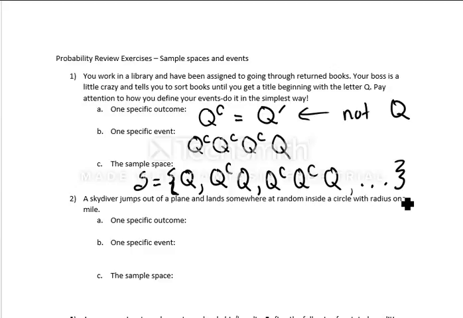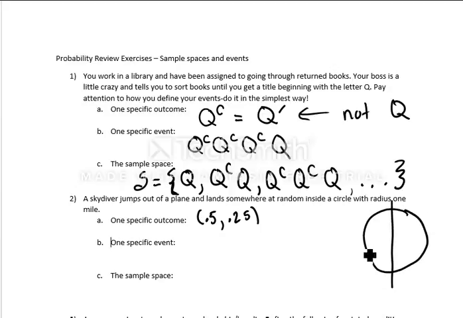All right, so this next one. A skydiver jumps out of a plane. He lands somewhere at random within a circle with a radius of 1 mile. So one specific outcome is he could just land at this point. By the way, it might be helpful here to draw a little picture. Okay, so 0.5, 0.25, about there. So that would be him landing about there. I'm a little off, but let's pretend it's 0.5, 0.25.